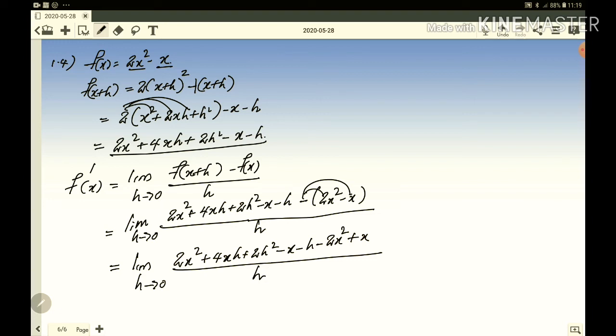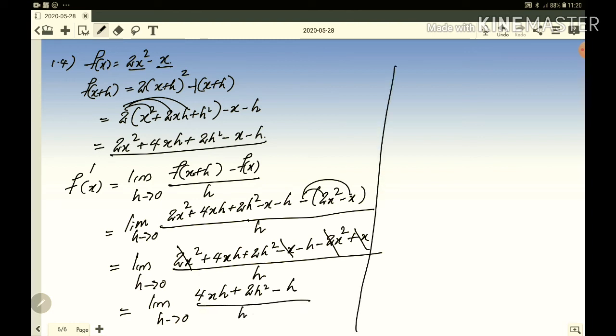Now look here. You can see the same term in the numerator with the opposite sign, that is, minus x plus x. You see that? After cancelling in the numerator, what is left? We can see h is common. It must be like that. Limit h tends to 0, what is left is 4xh plus 2h² minus h, divided by h.